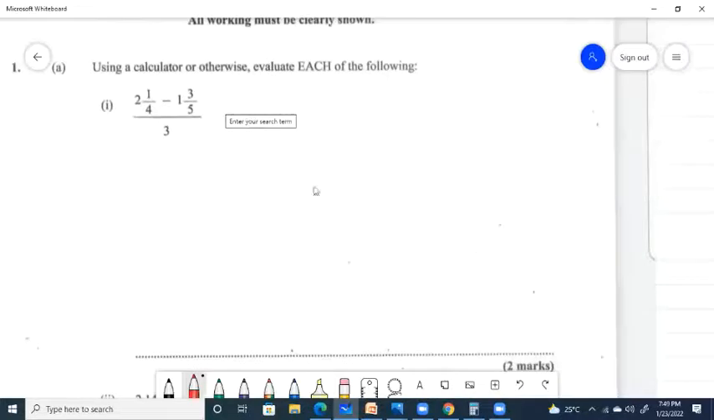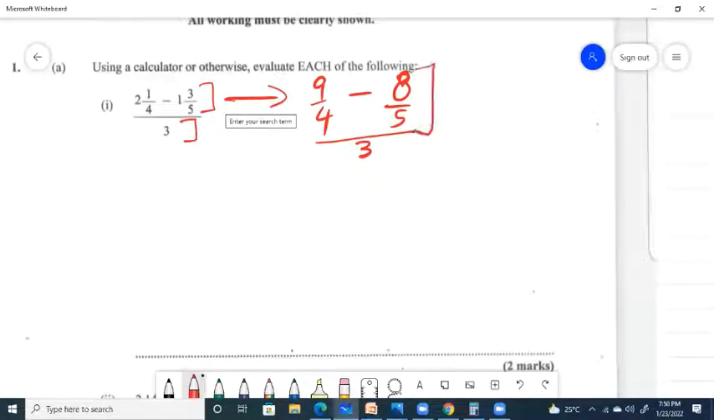Anyways, it says here, using a calculator, otherwise evaluate each of the following. You notice we're going back to this same thing here, but you see it's under style. So let us rewrite first. At the top we'll have 4 2/9 over 4 minus 5 1/5 and 3/8 over 5, and this is actually over 3. Let's work out what is at the top first, and then we discuss the other thing after.